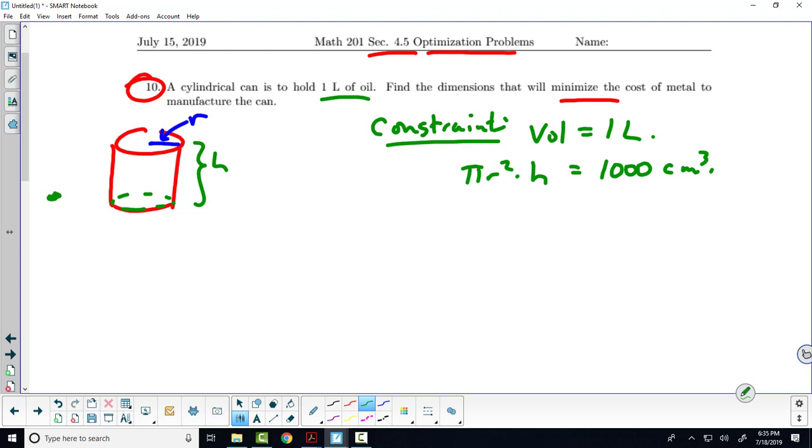Okay. For those of you who don't know, 1 liter is equivalent to 1,000 milliliters. That part you should know. And then what is a milliliter? A milliliter is 1 cubic centimeter. So if a liter is 1,000 milliliters and a milliliter is a cubic centimeter, then a liter is 1,000 cubic centimeters. All right. So this is our constraint. And then we've also got to come up with our objective function. The thing that we're being asked to optimize. What are we being asked to optimize here? What do you say, Haley?